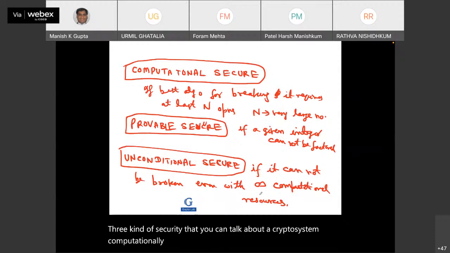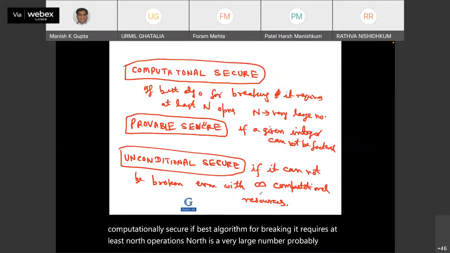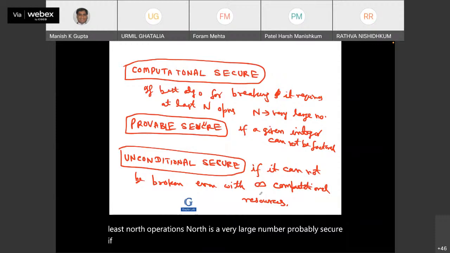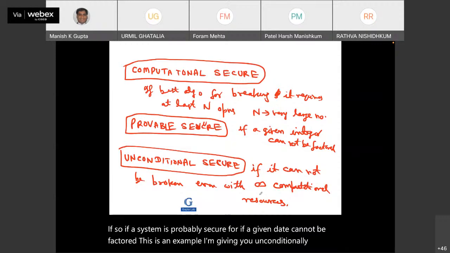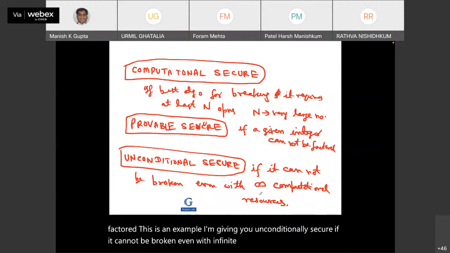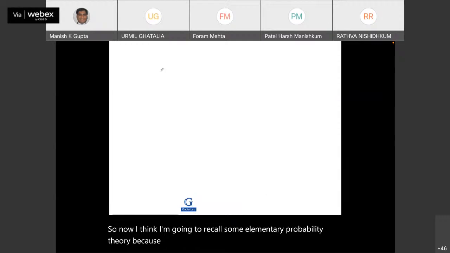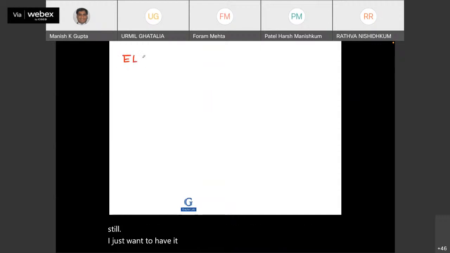Computationally secure: if the best algorithm for breaking it requires at least n operations, and n is very large. Probable secure: a system is probable secure if, for example, a given integer cannot be factored. Unconditionally secure: if it cannot be broken even with infinite computational resources. Now I'm going to recall some elementary probability theory. I hope you might have done these things, but I still want to have it here in our notations.